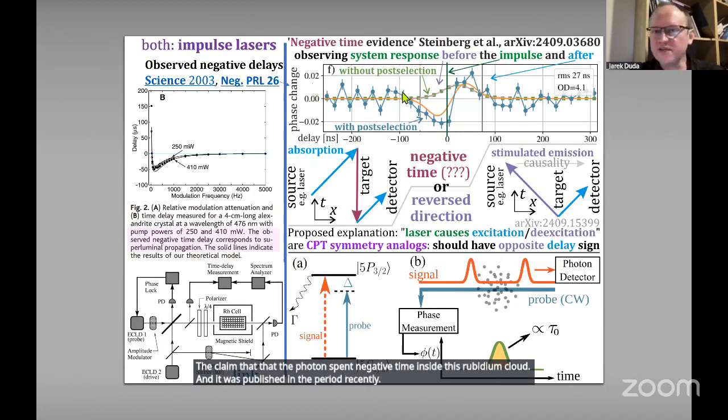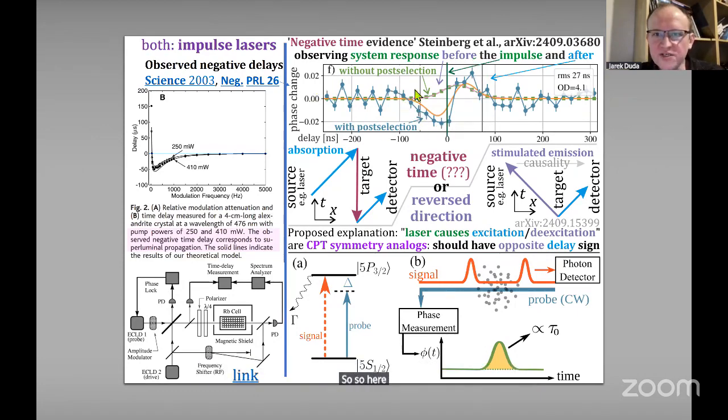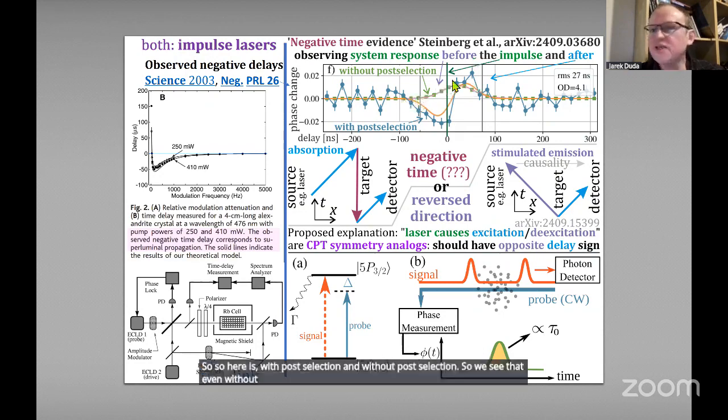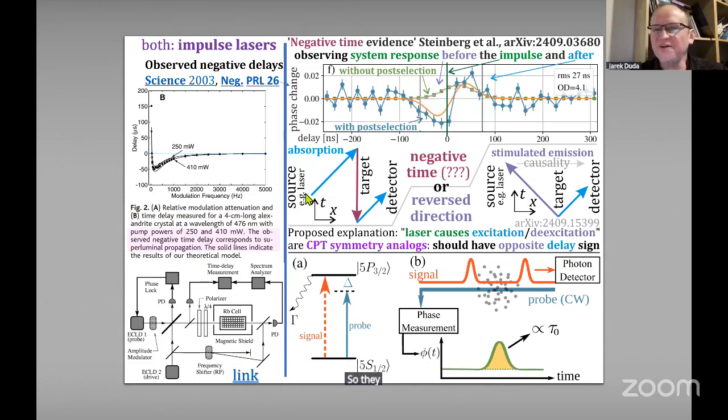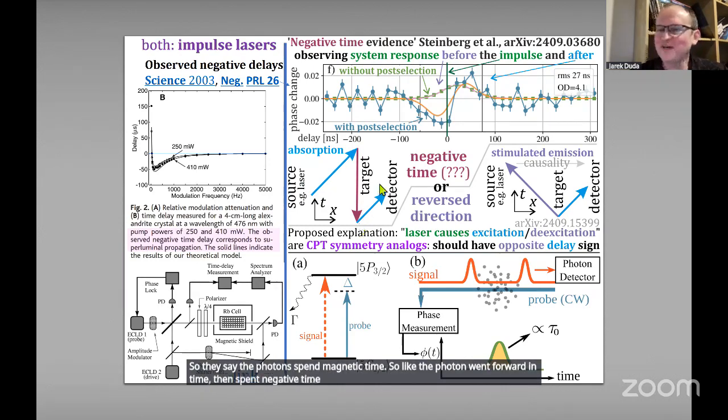So here is the data plot. So here is with post selection and without post selection. So we see that even without post selection, there is already some reaction before the impulse. So here's the impulse. So they say the photon spent negative time. So like the photon went forward in time, then spent negative time and went forward in time. But this is completely non-physical. Like disappearing and appearing, negative time.